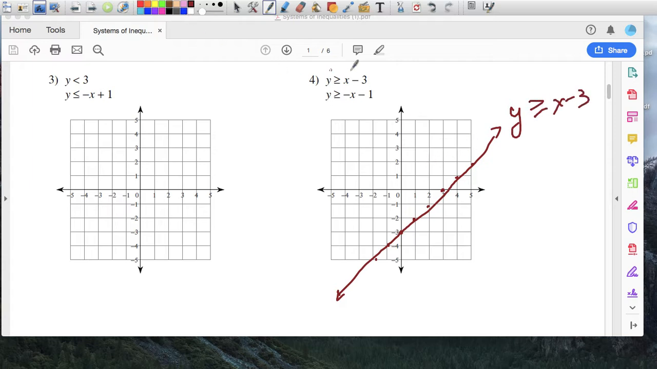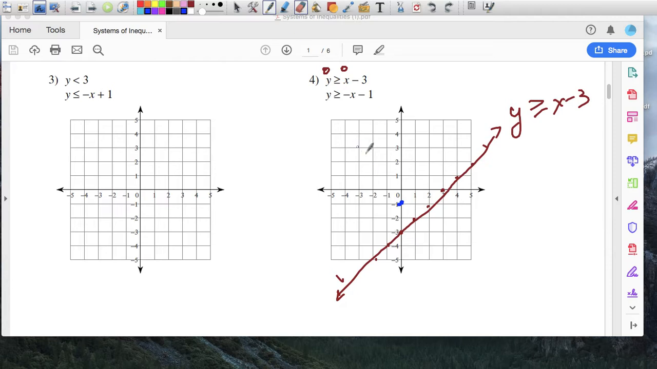And let me do a 0, 0 here. So if I put 0 here and 0 here, I'm going to get 0 is greater than or equal to negative 3, and that is definitely true. So I'm shading everything on that side. Okay. Blue, it's a negative slope, and it starts at negative 1. And actually, I said I wasn't going to do this.